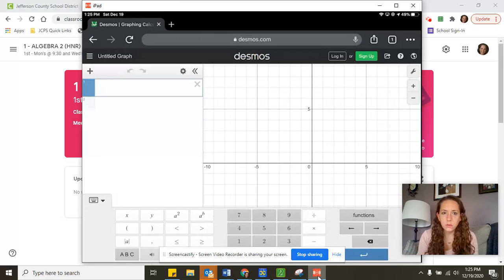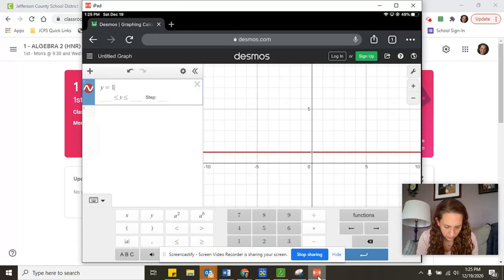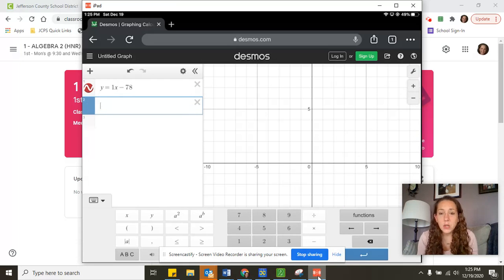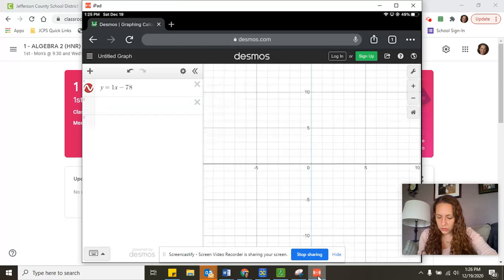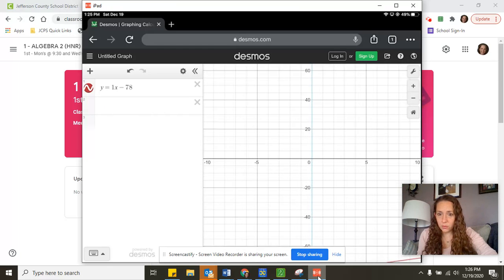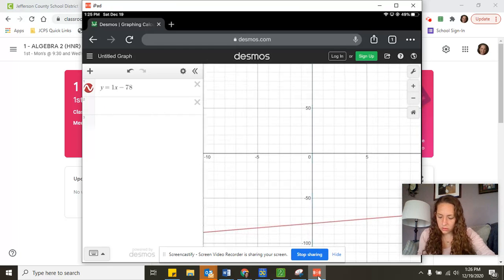Desmos. I'm going to type in my equation. Y equals 1x minus 78. Now, if you'll notice, you cannot see the graph anywhere because 78 is a much bigger number than whatever. So if you have a touch screen, what you can do is just each axis, oh, look, there it is.